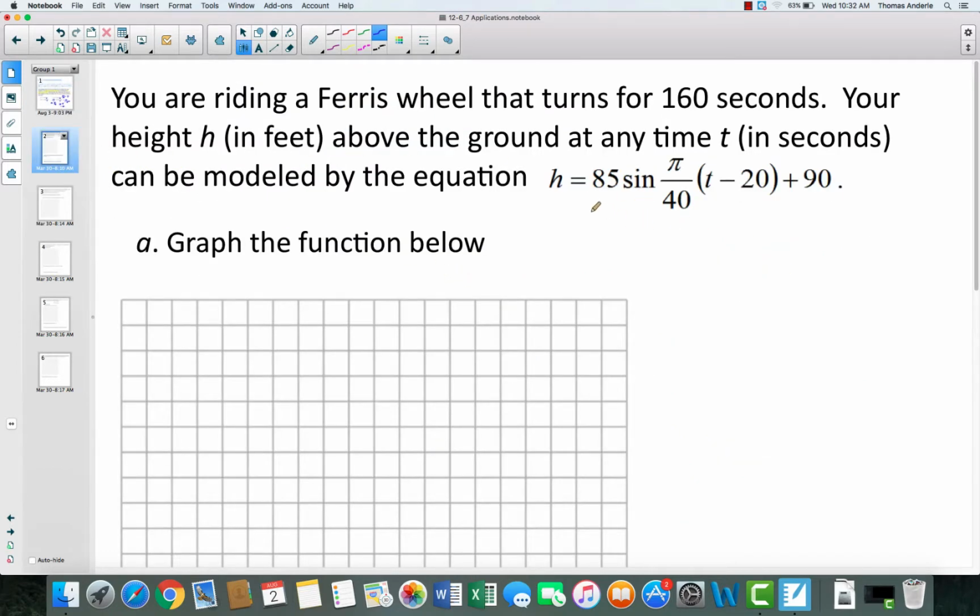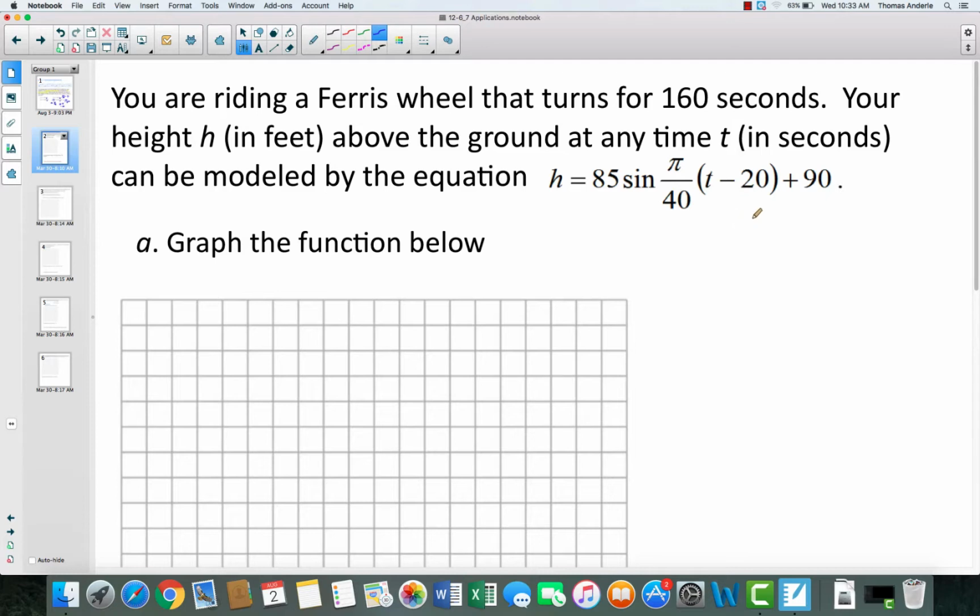Let's look at a graphing question. You're riding a Ferris wheel that turns for 160 seconds. Your height h in feet above the ground at any time can be modeled by the equation h equals 85 sine pi over 40 (t minus 20) plus 90. We want to graph this function.